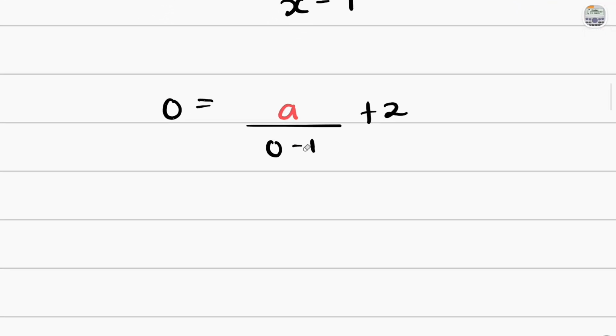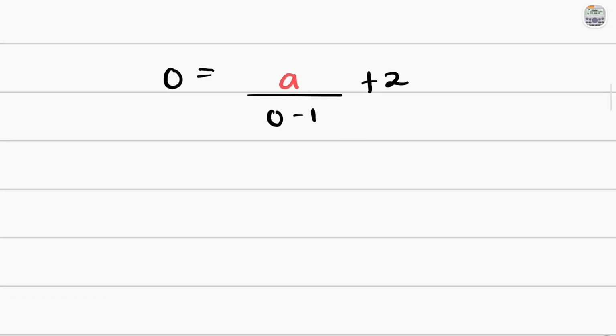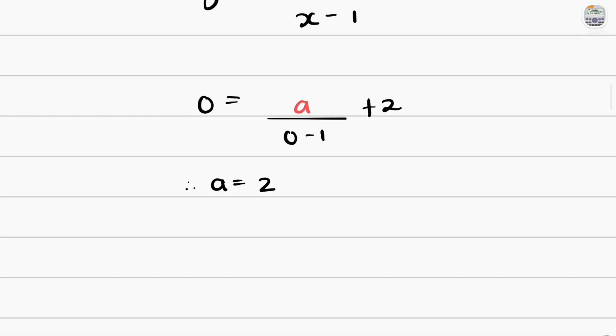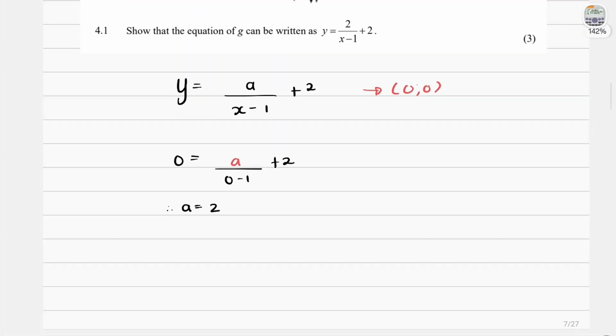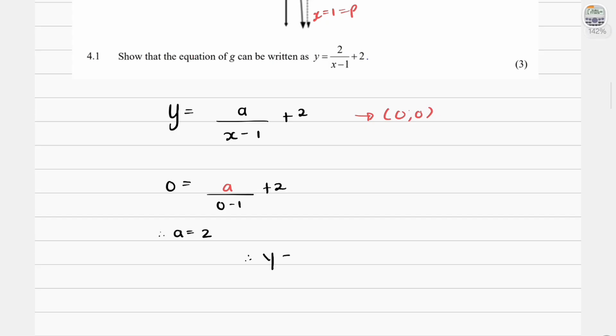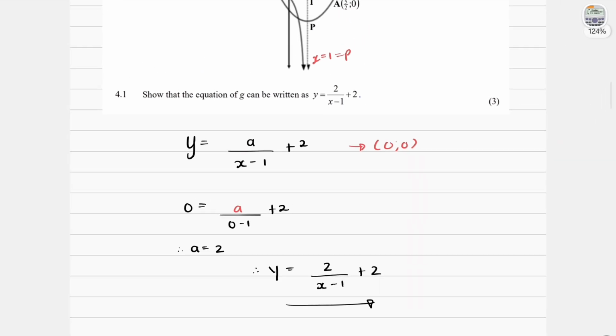And now we can just solve for a. So 0 minus 1 is negative 1. a divided by negative 1 is negative a. So that is negative a. When you transpose it, it becomes positive. So positive a is equal to positive 2. And there we go. So we found this, meaning y is indeed equal to 2 over x minus 1 plus 2. Moving on to the next question.